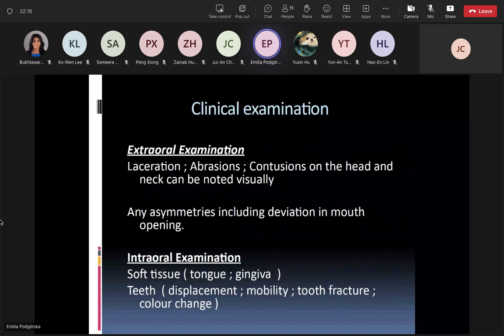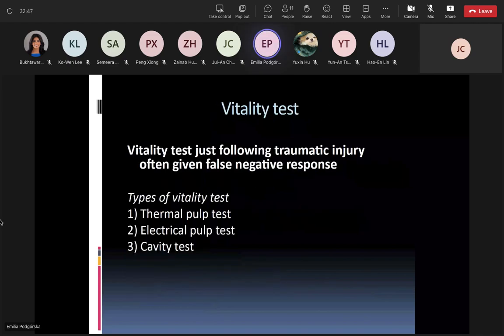Clinical examination, extraoral examination: laceration, abrasion, contusion on the head and neck can be noted visually. Any asymmetries, including deviation in the opening. Intraoral examination: soft tissue, tooth displacement, mobility, fracture, color change. Vitality test: just following traumatic injury often gives a false negative response. Types of vitality test: thermal pulp test, electrical pulp test, and cavity test.